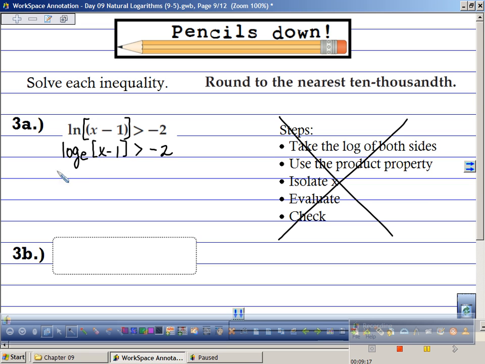So let's talk about what x is first. X minus 1 is greater than what? E to the negative 2, right? Add 1. X is greater than e to the negative 2 plus 1. Put it in a calculator.